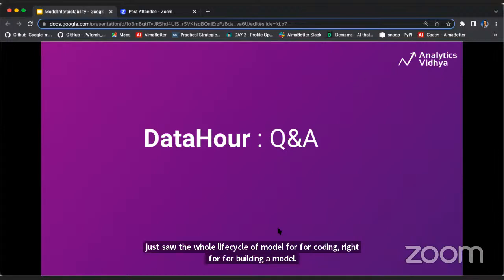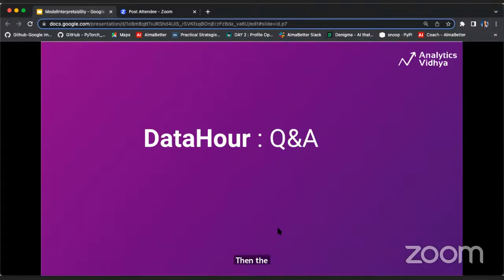Then the deployment part comes into the picture where you need to be good in Python coding. But you need to answer what part are you focusing on? What part is essential for you right now?